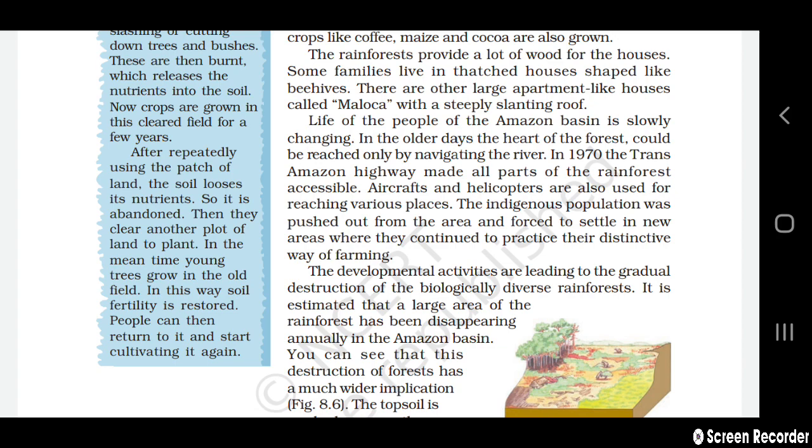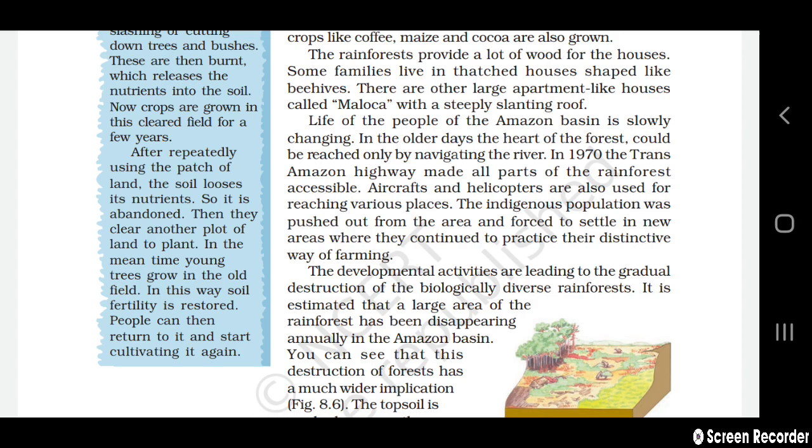The life of the people in the Amazon basin is slowly changing. In older days, the heart of the forest could be reached only by navigating the river. In 1970, the Trans-Amazon Highway made all parts of the rainforest easily accessible. Aircraft and helicopters are also used for reaching various places, and the indigenous population was pushed out from the area and made to settle in new areas where they continue their distinctive way of farming.